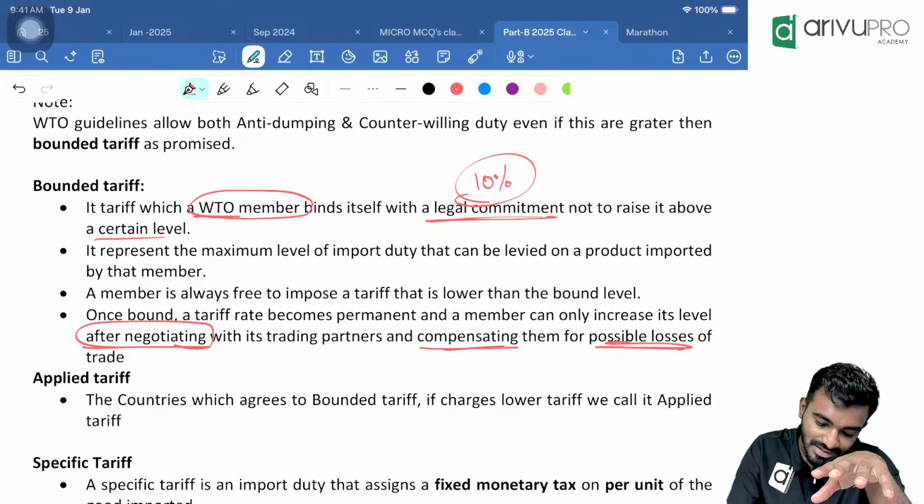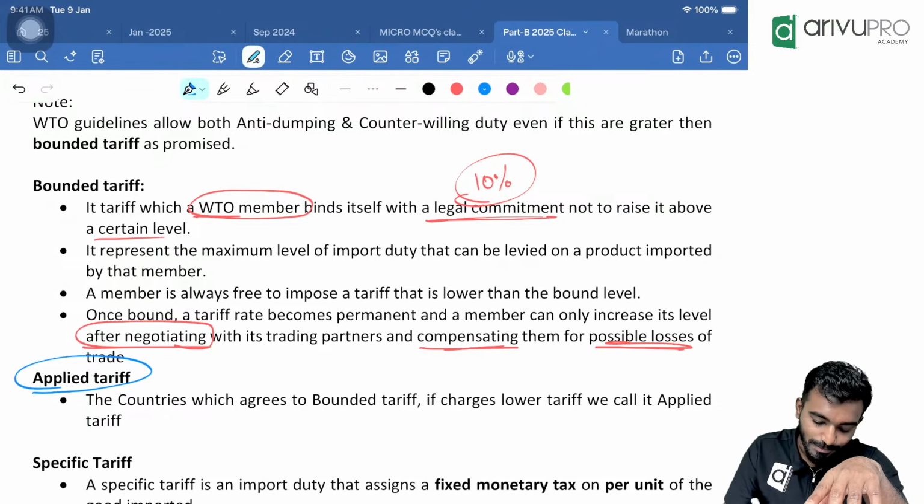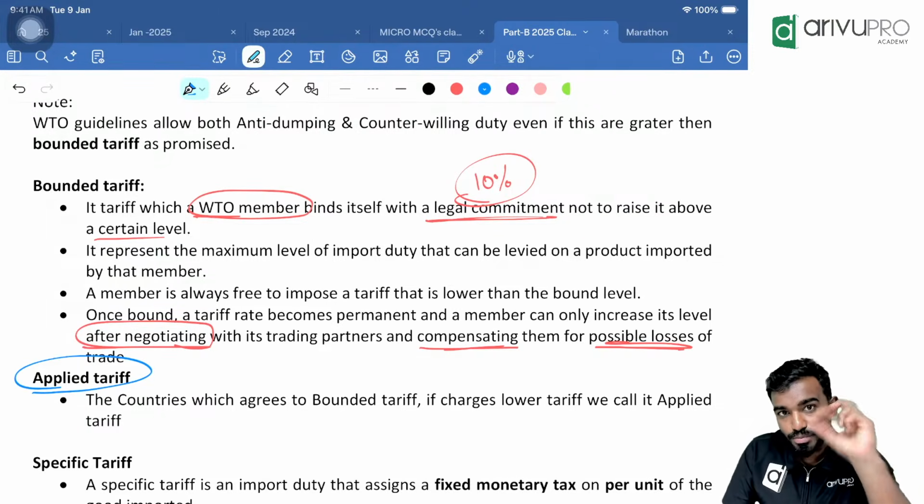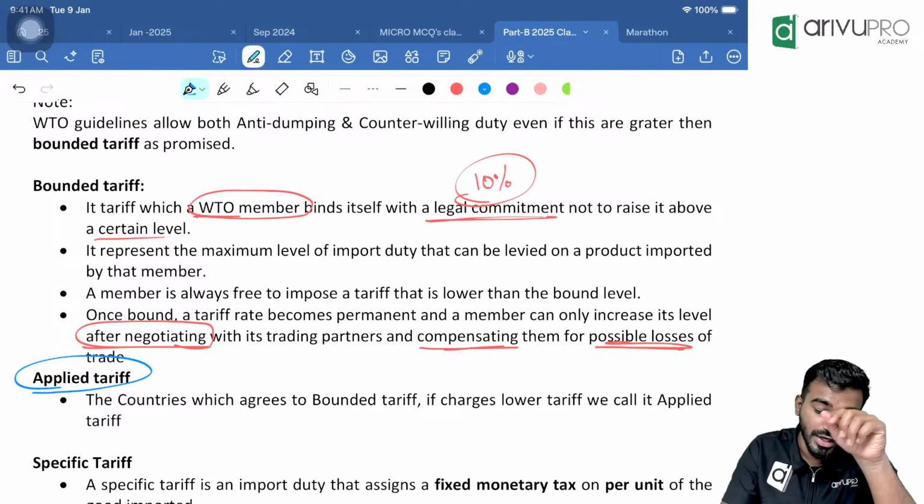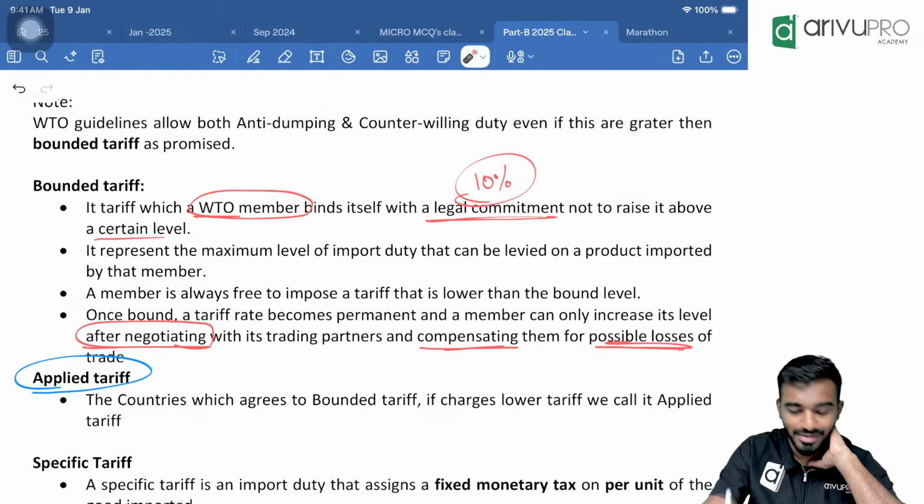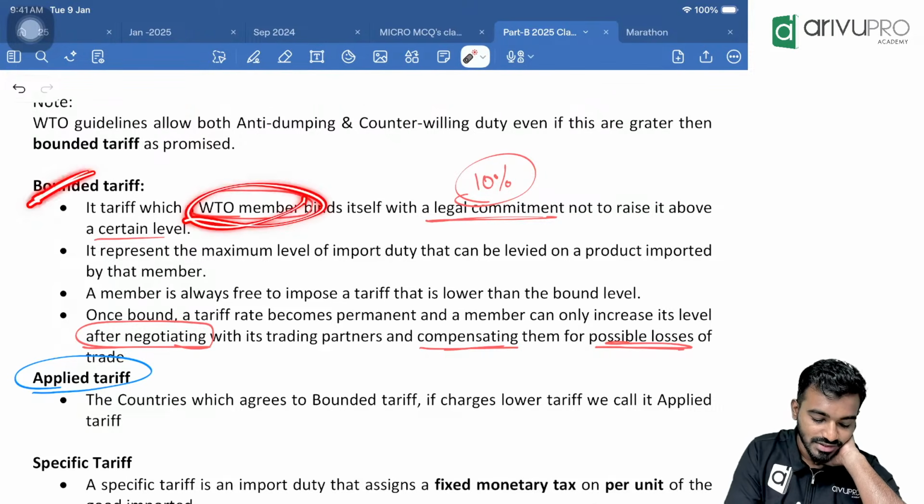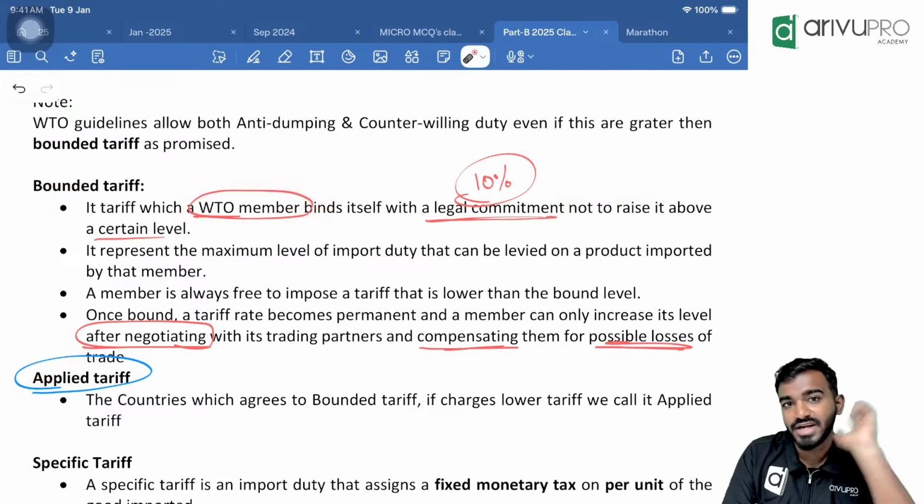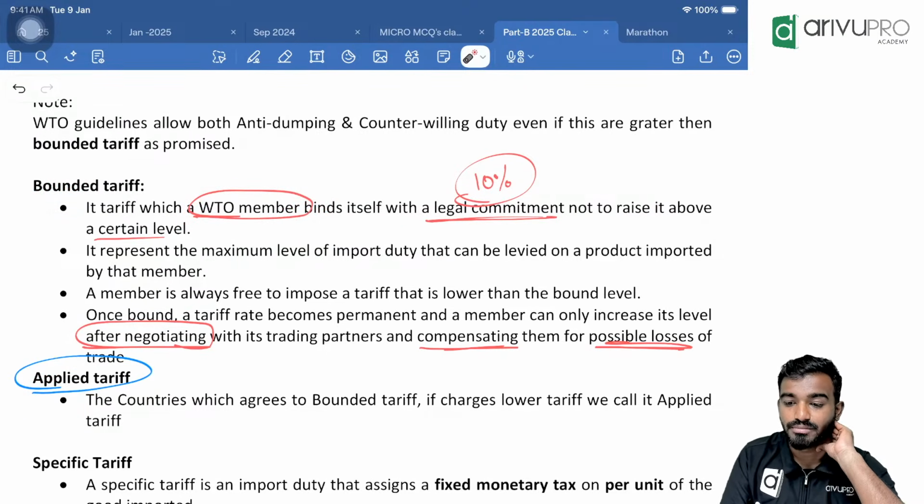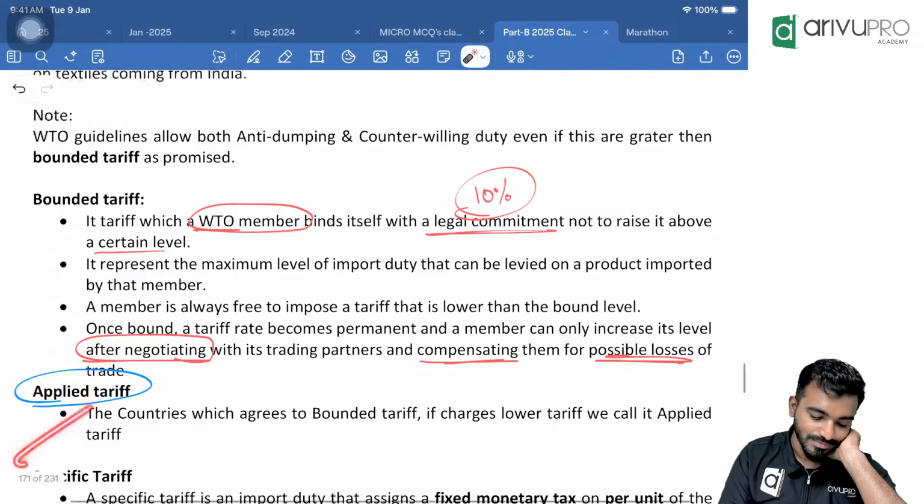If you charge lesser than what you have agreed, that is what we call applied tariff. But you can never go beyond what you have agreed. So once you are bound, the tariff becomes permanent. Between WTO members, that is called bounded tariff. And next comes applied: if you charge lesser than what you have agreed, bounded, that is called applied tariff.